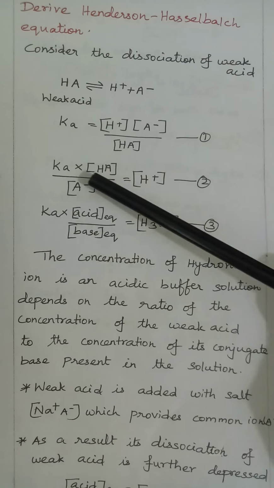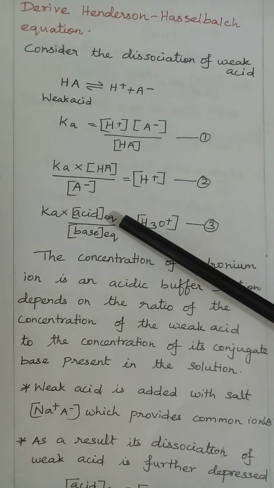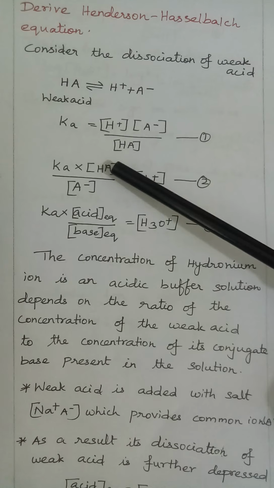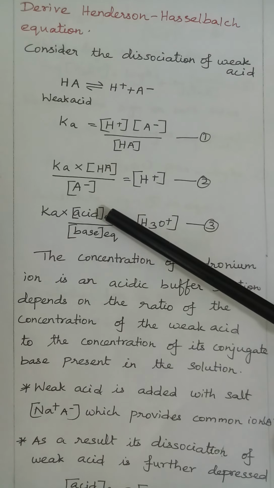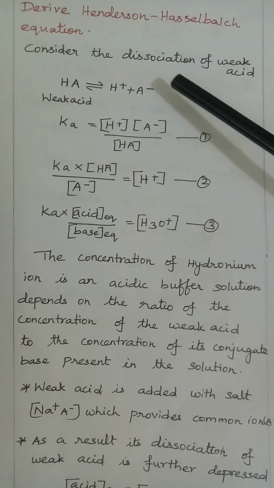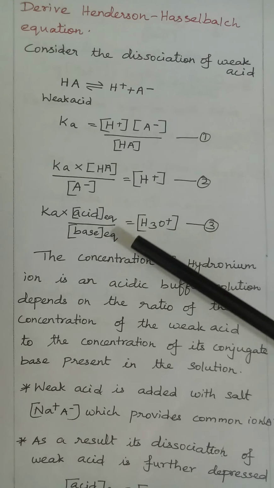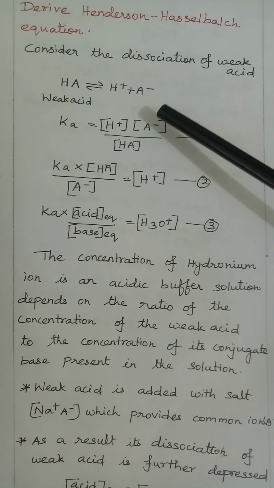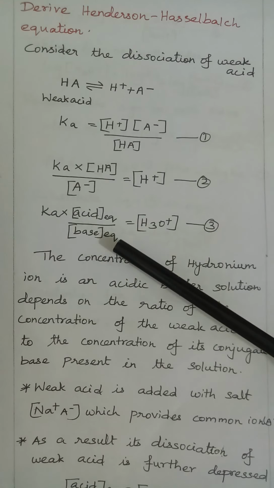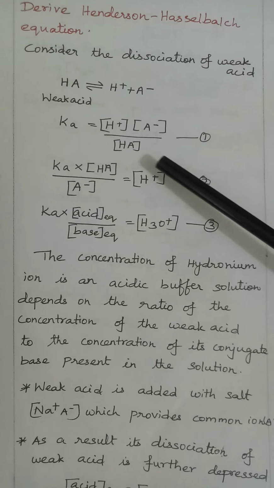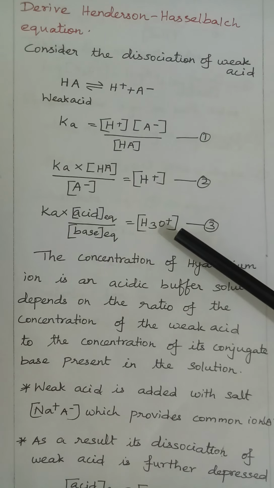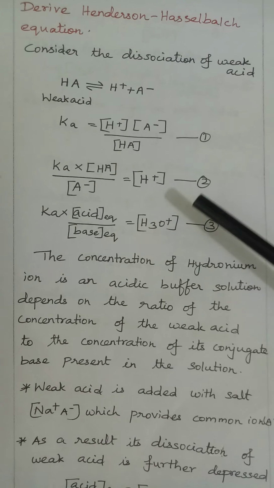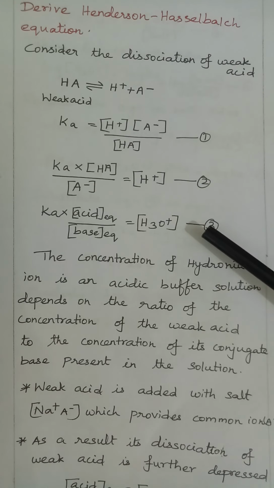Here the HA concentration is the equilibrium concentration of acid, so the concentration of HA is replaced by the equilibrium concentration of acid. The A minus concentration is the equilibrium concentration of base, so A minus concentration is replaced by the equilibrium concentration of base. The H plus concentration is similar to the H3O plus concentration, so it is replaced by this. So equation 2 becomes equation number 3.